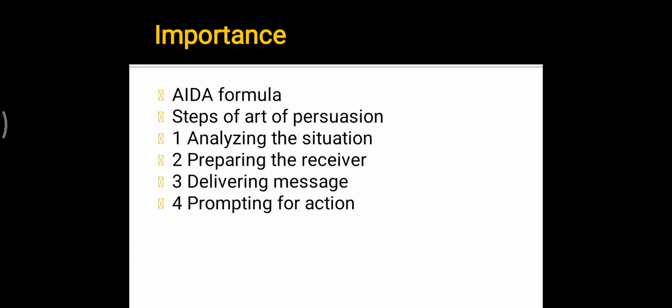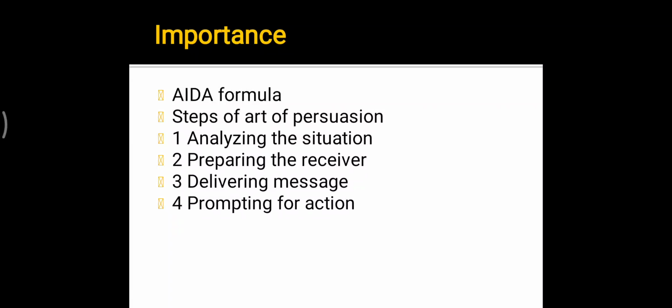Then we have to prepare the message receiver. We have to prepare him mentally, be ready, convince them, motivate them with the advantages and disadvantages, and we can bring the receiver to our side so he may support and express his opinion, and like this he will give assent or consent. Then after he is ready, after he is thinking positively about your policy decision, we can deliver the message. And after delivering the message, we have to prompt him for the action. These are the basic things that we have to think about.